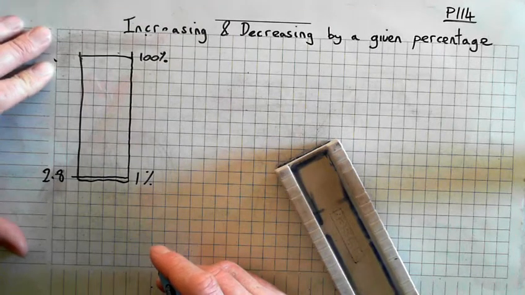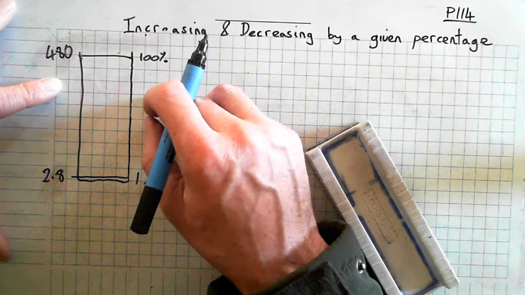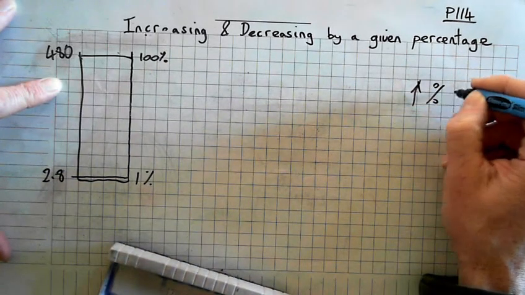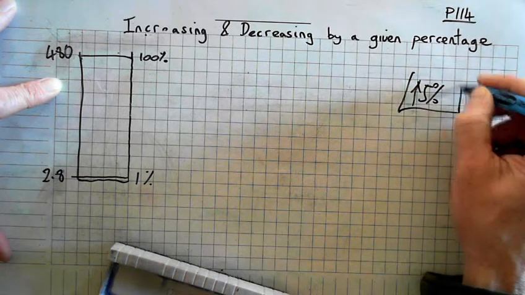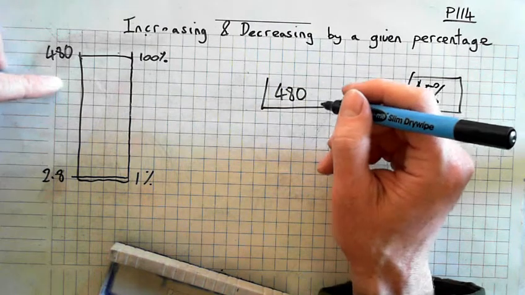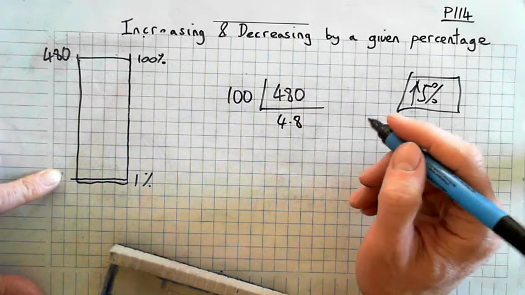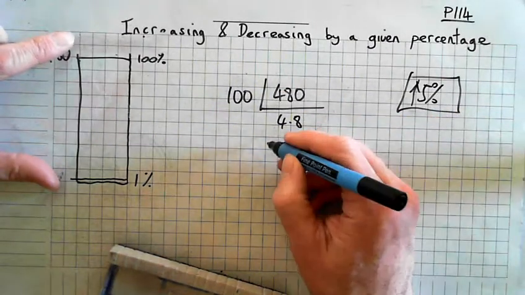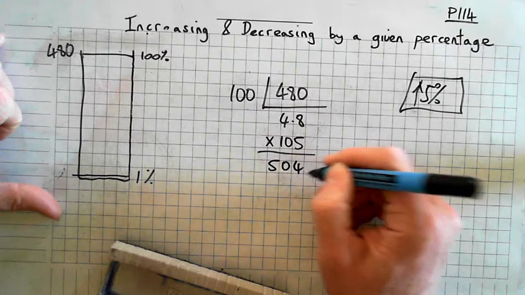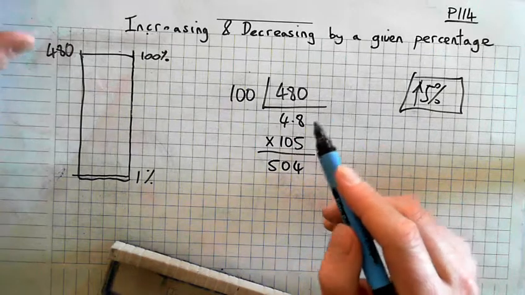So, ready at the calculator. 480, and we're going to increase by 5%, even though it's badly written. So, €480. First of all, we find 1%, which is 4.8. Now we have to add on 5, so we multiply by 105. 504. €504. Okay? Yeah, 504.